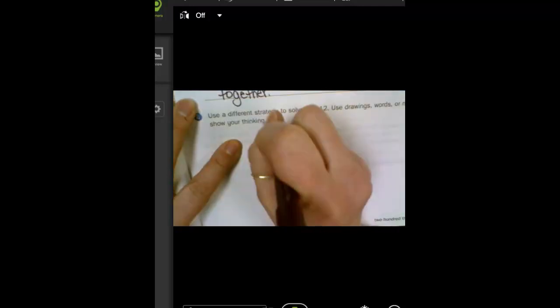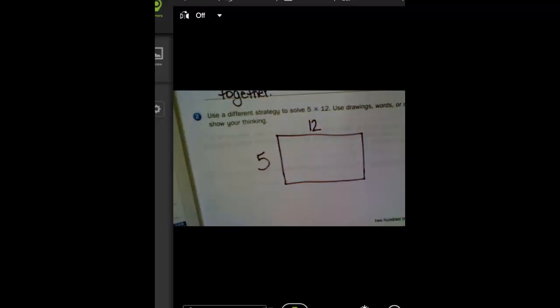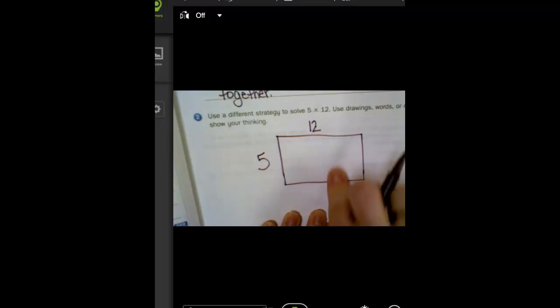Okay, guess what? I'm going to draw another box, just like she did. I'm going to label it 12 and 5, just like she did. Go ahead and make sure you're doing the same thing, please. She chose to break apart the 12 into a 6 and 6. I would prefer to break apart the 12. If 12 is on top, then I'm going to draw a line this way. I'm going to break apart the 12 into 10 and 2.